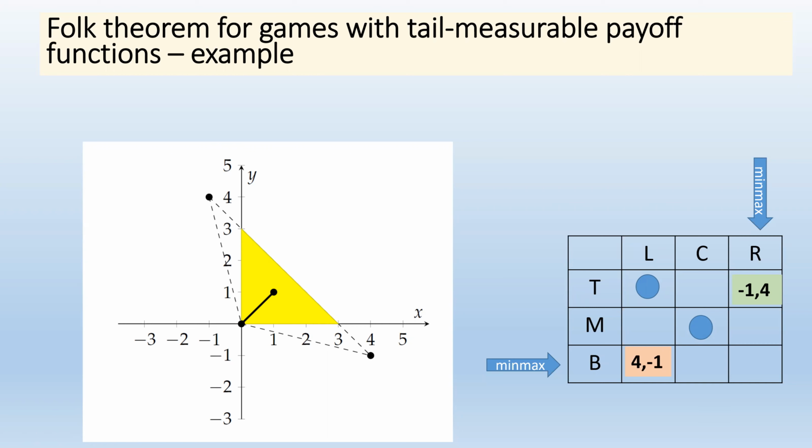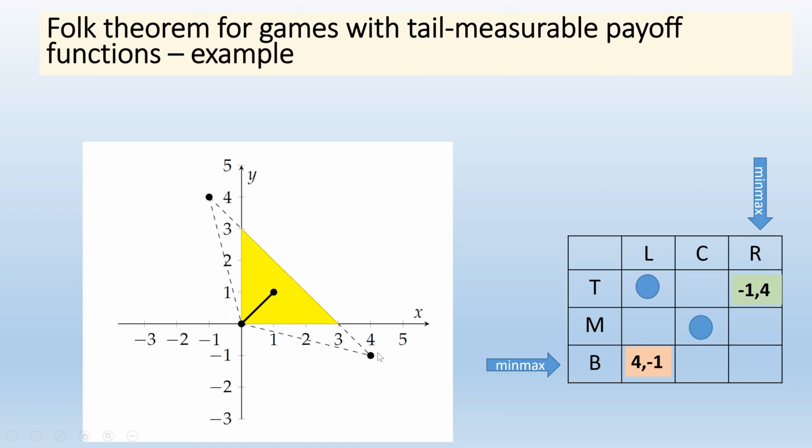We cannot do that because indeed we can randomize between -1, 4, and 4-1. But if the realization of this randomization is going to be, for example, 4-1, then player 2 will have a profitable deviation. -1 is below their min-max. So we cannot obtain it.